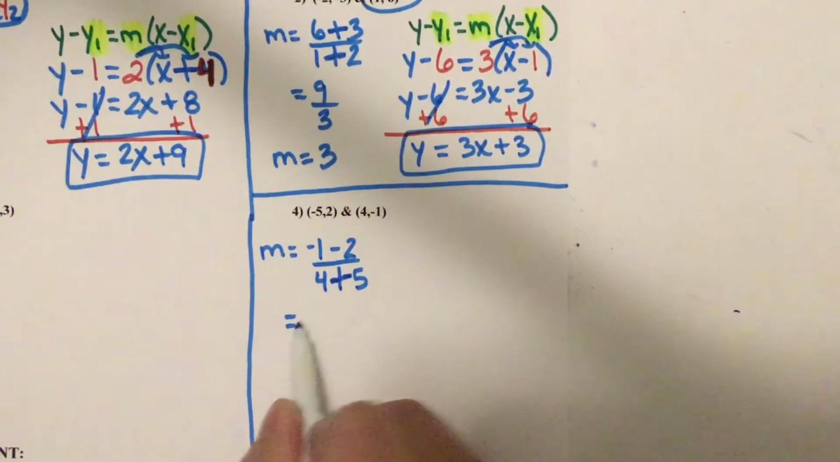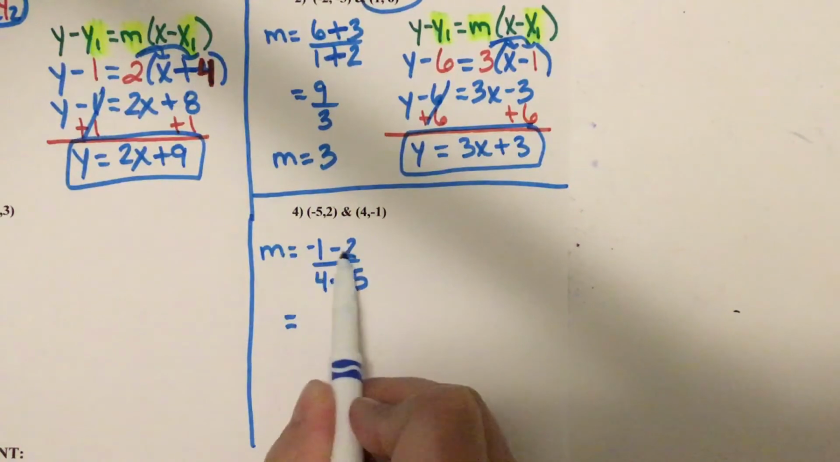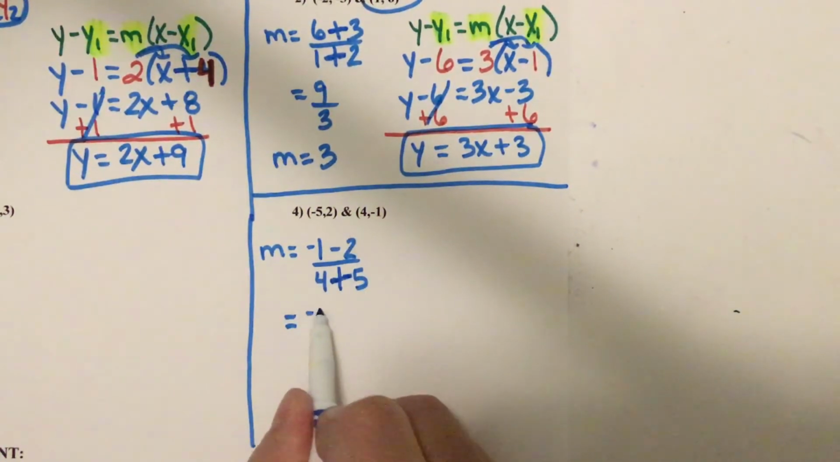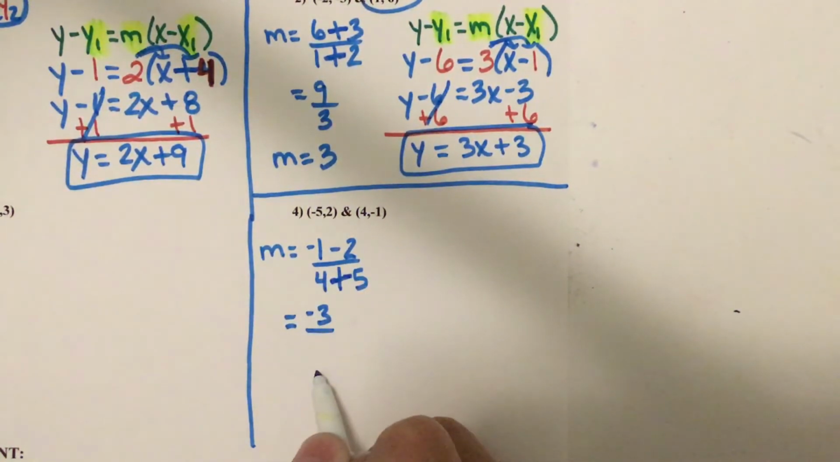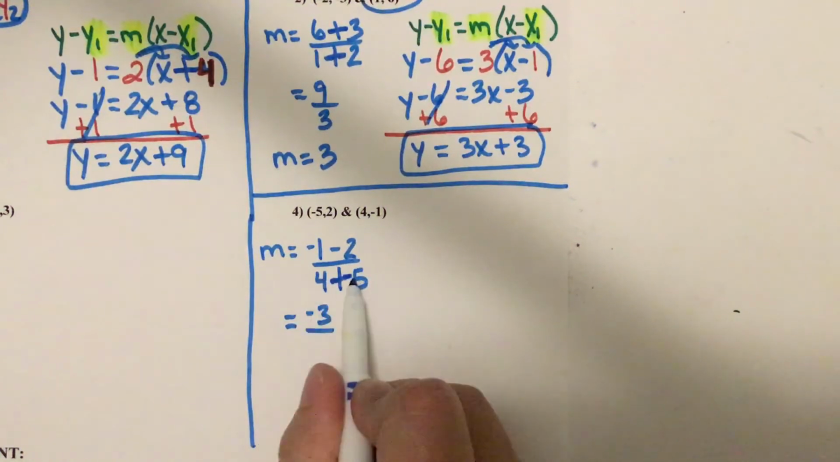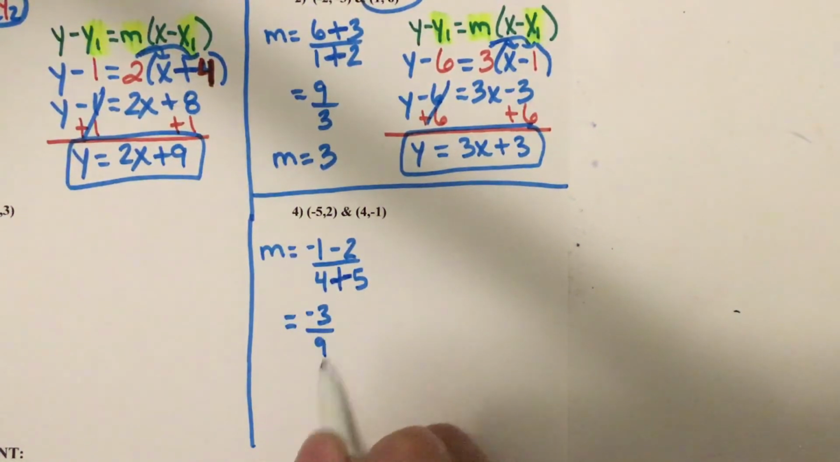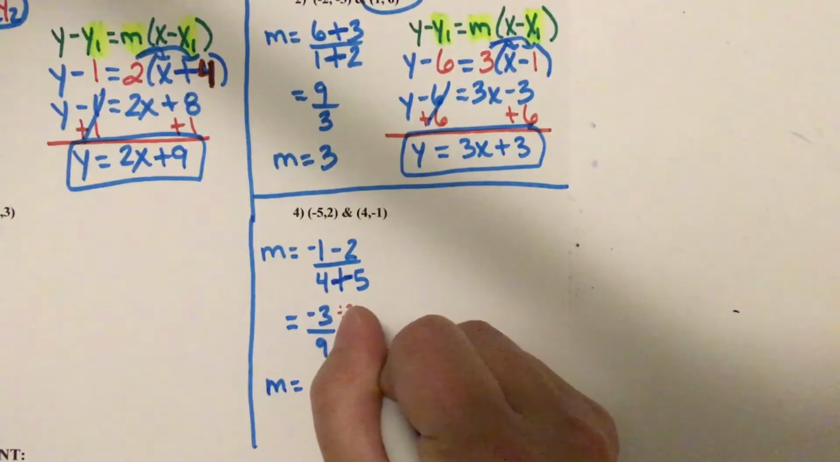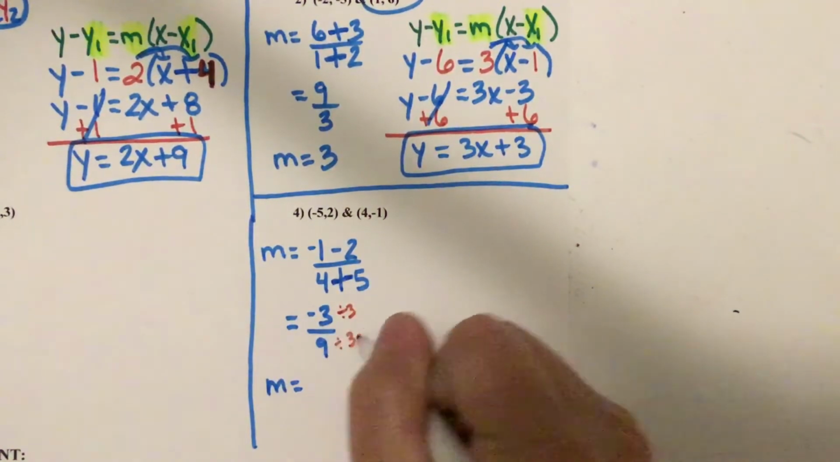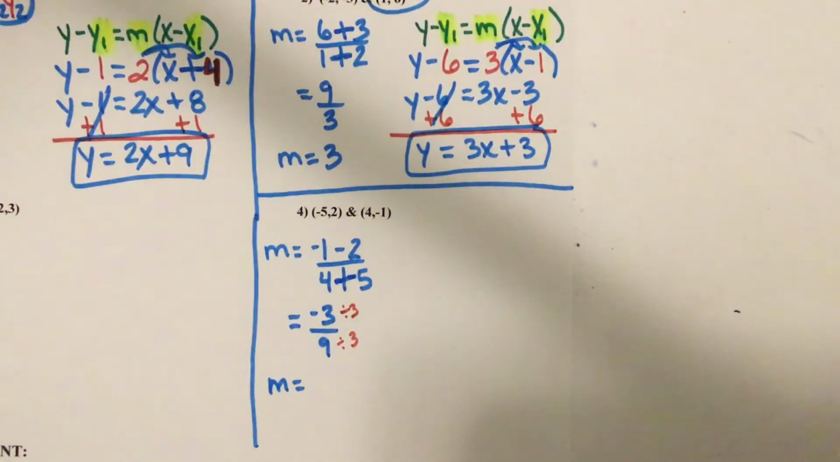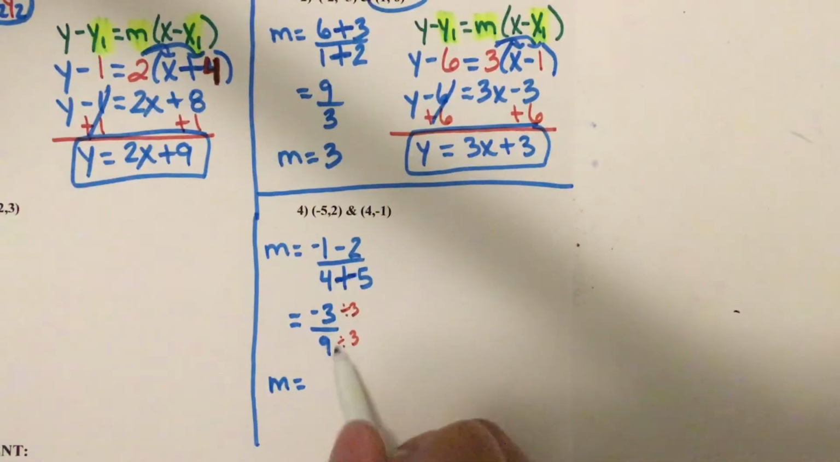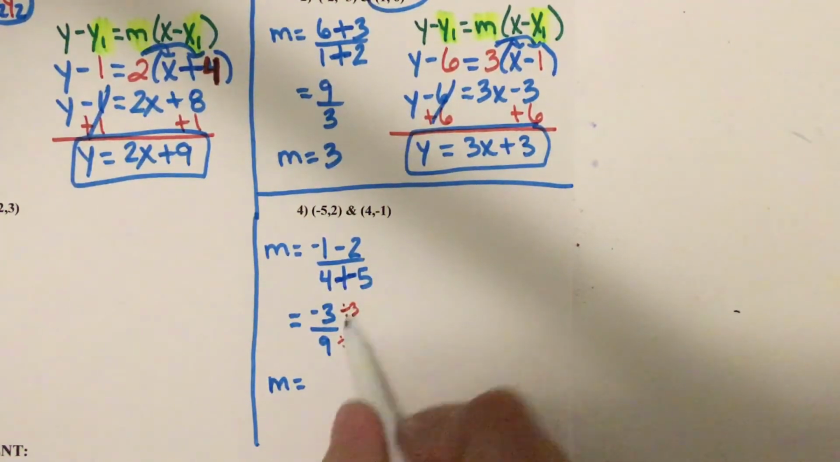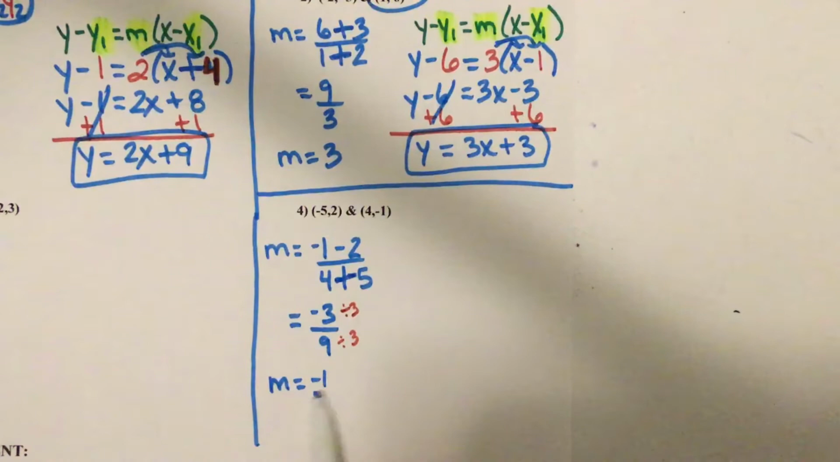All right, let's work the numerator. Negative 1 minus 2 makes negative 3. Put your fraction bar. 4 plus 5 makes 9. And do you know what that makes? It makes a negative 1/3. You can divide both of these numbers by 3. If your denominator is ever bigger, it won't come out pretty. So this is going to make negative 1/3.